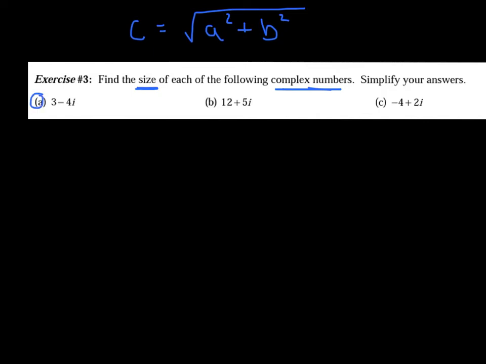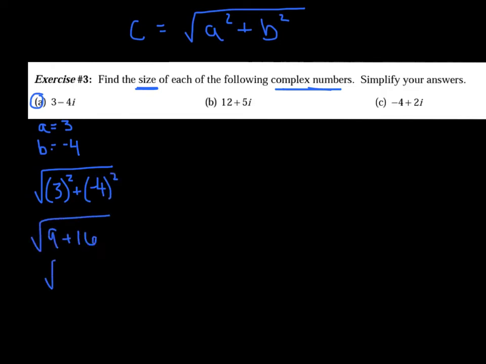So as I look at letter A here, the real component is 3 and the imaginary component is -4. The negative, believe it or not, turns out to be irrelevant, because by the time we square it, we're guaranteed to be positive. So I've got radical 3 squared plus -4 squared. That turns out to be 9 plus 16, which is radical 25. My final answer is 5. That complex number has a length of 5 units.